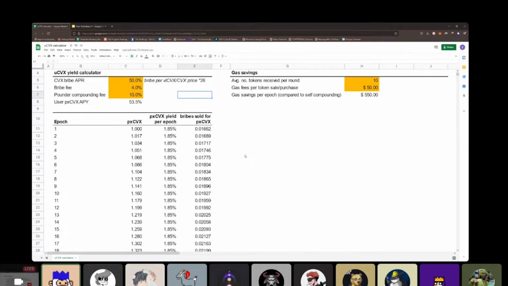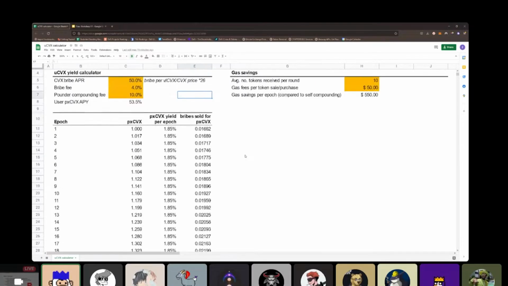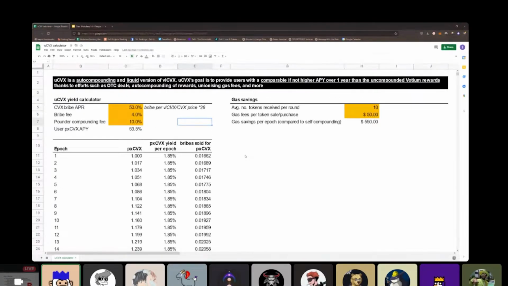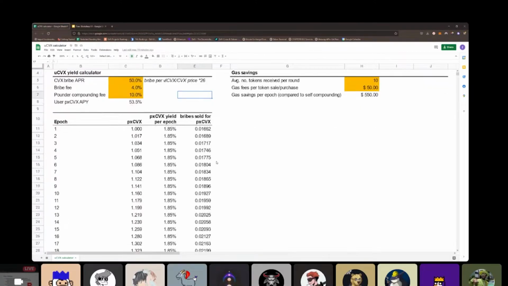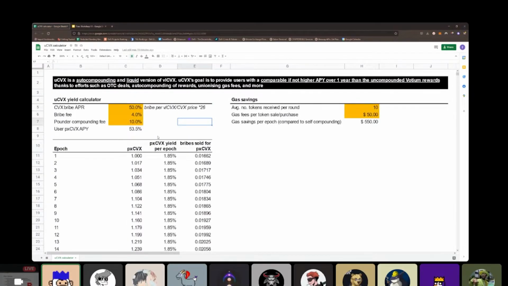The gas savings is a bit harder to include because it depends on the size of the user. If you're Tetranode, you're not going to have too much of an issue selling 10 different tokens. Whereas if you're a poor user like me and you've got 10 CVX, how are you supposed to afford like $600 in gas fees to sell 10 different tokens? So yes, this basically just goes behind the math of how you get to an APY which is higher than the Vodium APR.